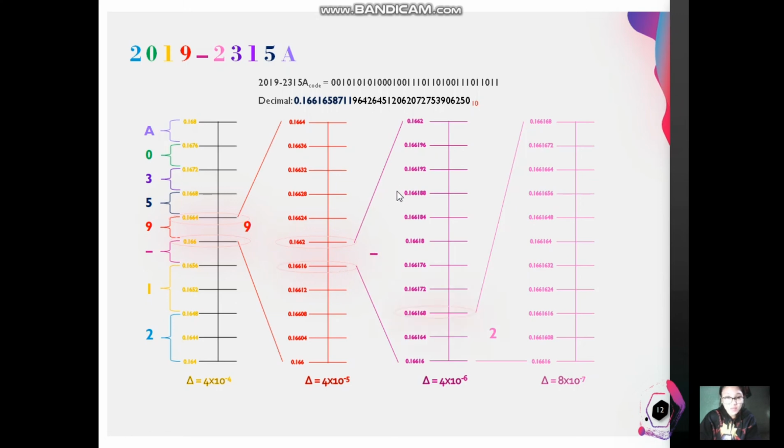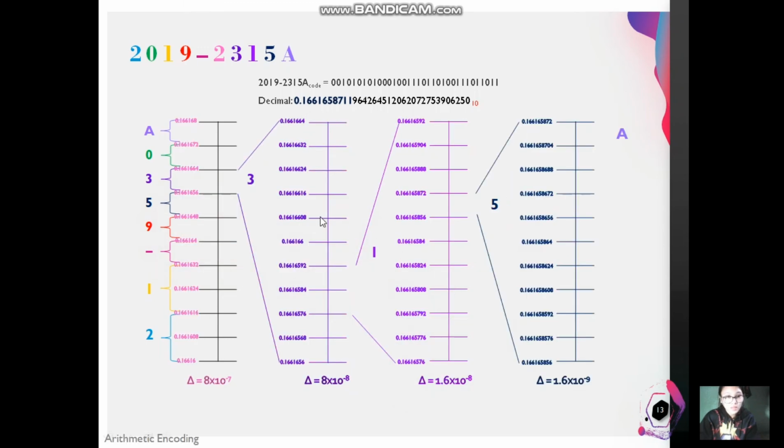Next, in the next plot, it is located in between 0.166168 and 0.16616. So the number associated in between this range is number 2. Next, where can you see this decimal value in this plot? So it is located in between 0.1661664 and 0.1661656. And the number associated with this range is 3.